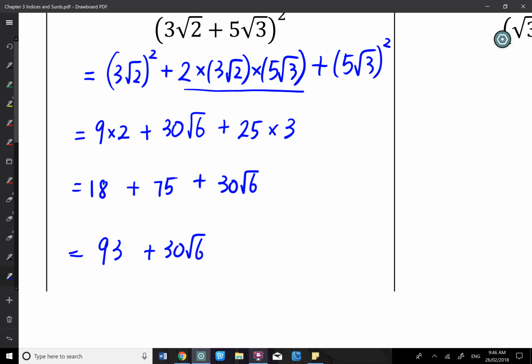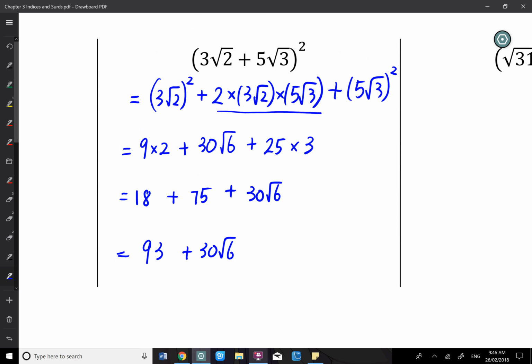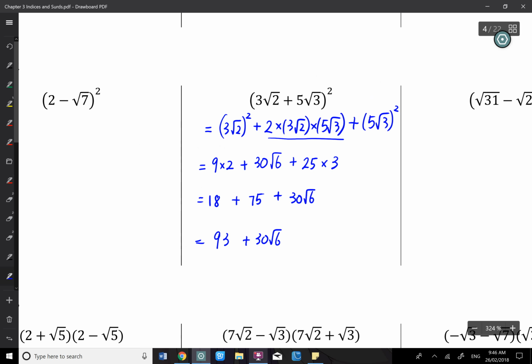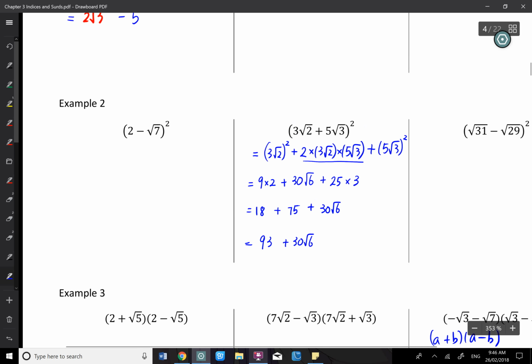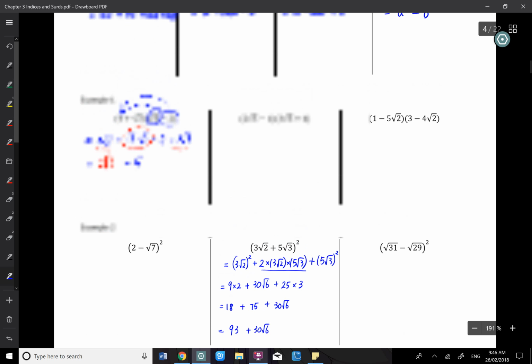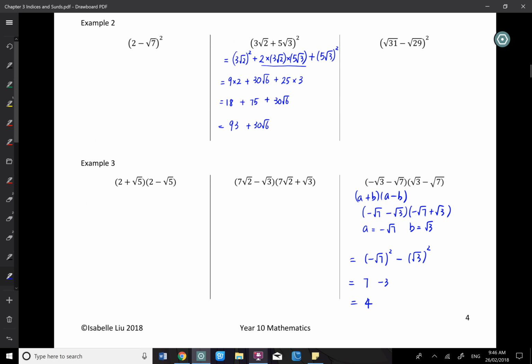Well, you need to check whether root 6 can be simplified or not. It can't, it's 2 times 3. So the answer is just like this. Okay, I've shown you the first example, the second example, now the third example. Just do one. Let's do a complex one.